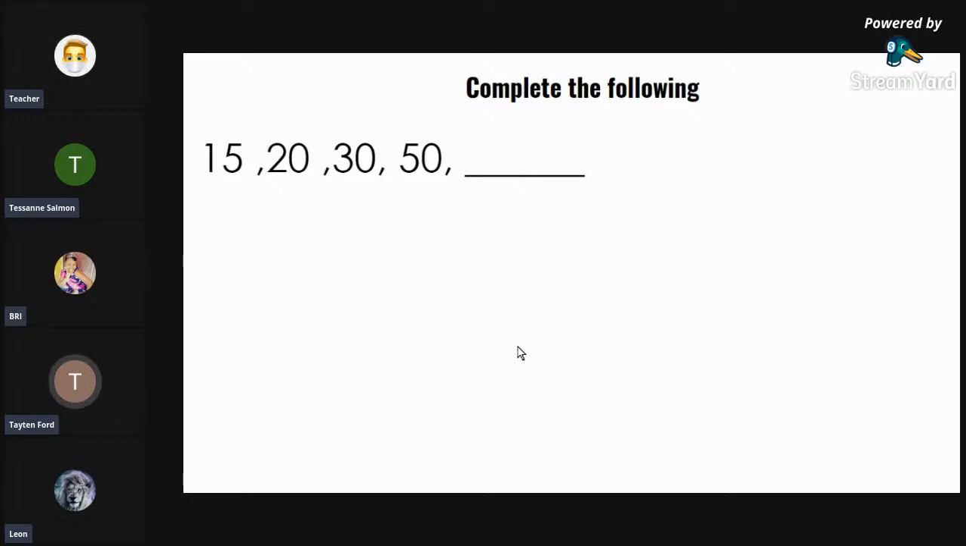And then multiply 50 by 2, you would get 100. Then take away 10 from 100, you would get 90. And you could do it with the 15 to the 20.